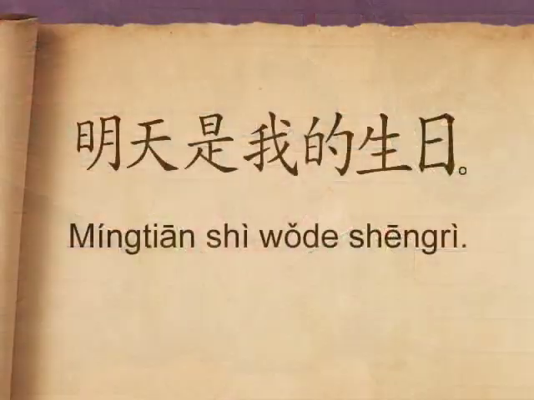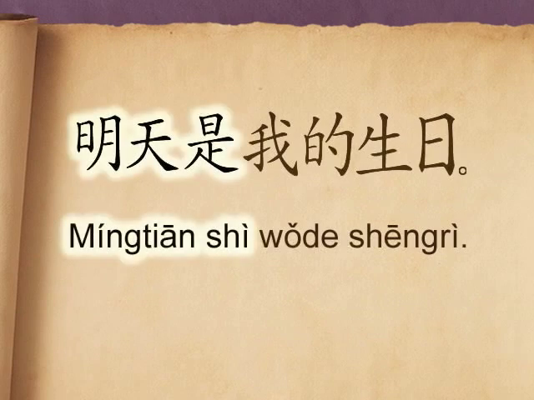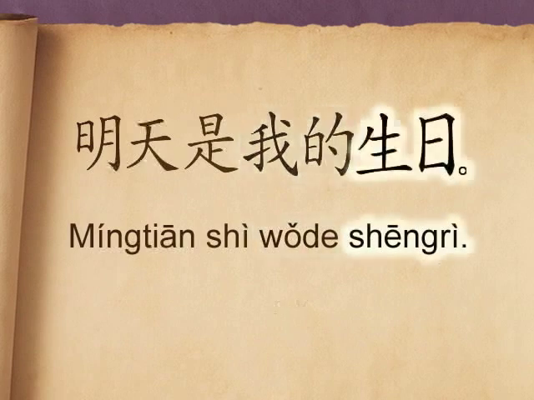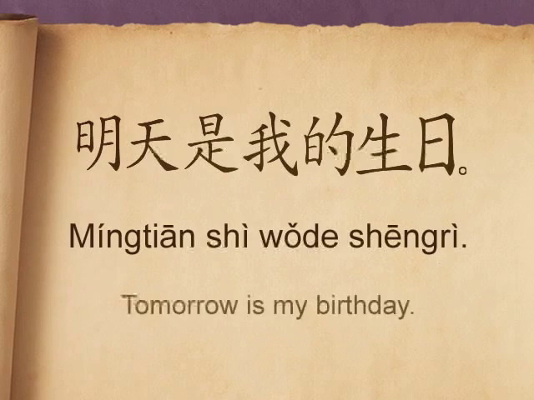Our second sentence was, 明天是我的生日. What does it mean? You know, 明天是, tomorrow is. What is 我的? Yes, 我的 is my. 我 becomes possessive when you add the possessive word 的. 我的 is my. What is 生日? Correct, birthday. So what does 明天是我的生日 mean? Yes, tomorrow is my birthday. 明天是我的生日.